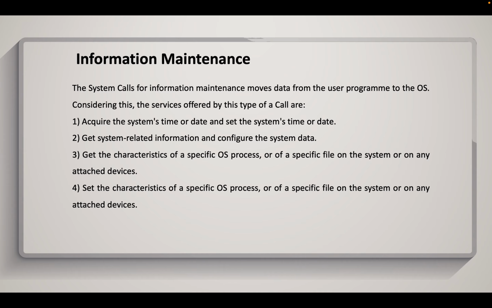The next type of system call is information maintenance. System calls for information maintenance move data between the user program and the OS. The services provided by these system calls are: acquire the system time and date, get system-related information, get the configuration of the system, get the characteristics of an OS process, set the characteristics of an OS process.